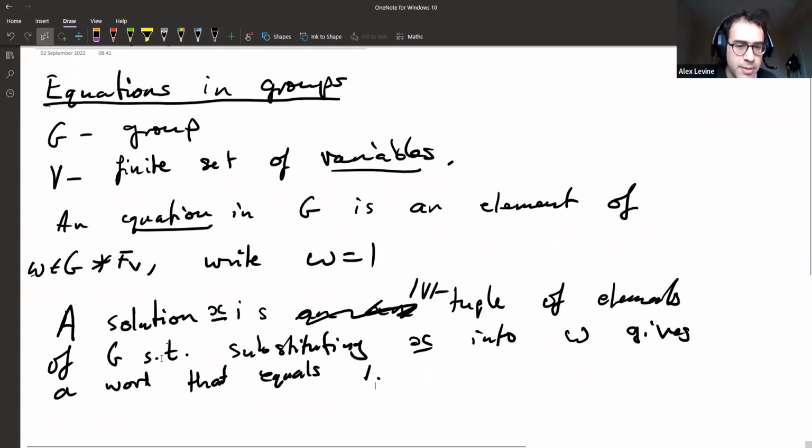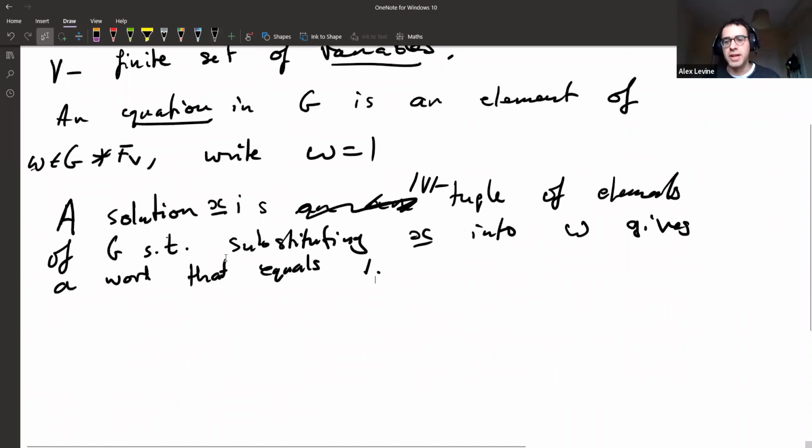Okay, so what do I really mean by that? I mean, it's kind of what you would think it would be if you've done equations in school at any point. You sort of substitute something such that you get equality. And because we're in a group, if we have omega equals nu, we can just put nu on one side and make it equal to 1. So group equations are a little bit easier in that regard.